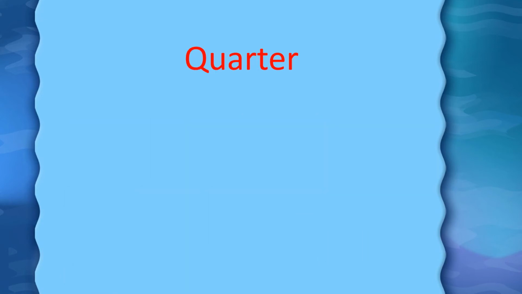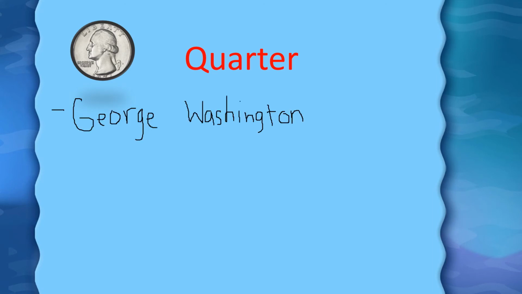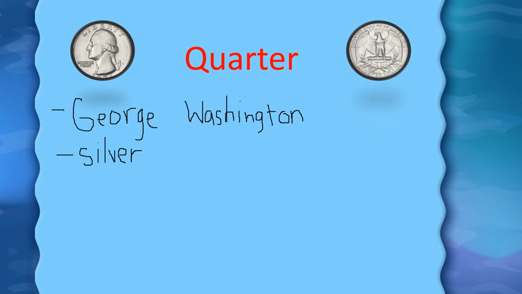Last but not least, the quarter. In the quarter, you're able to see the face of George Washington. So let's write George Washington. Just like the previous coins, this coin is also silver. So let's write silver down. On the back of this coin, you see an eagle. So on the back, you're able to see an eagle. So let's write down eagle.